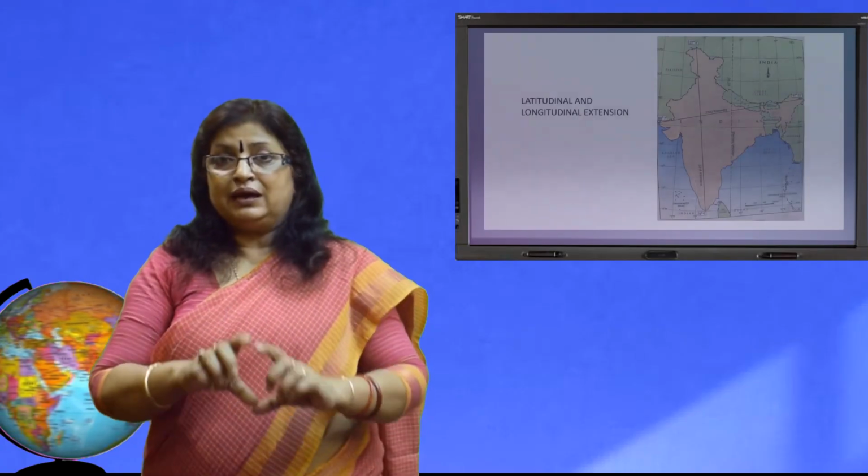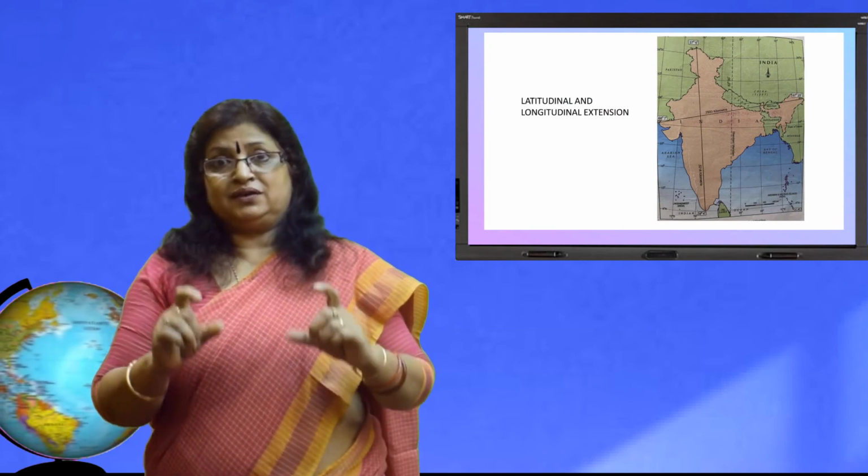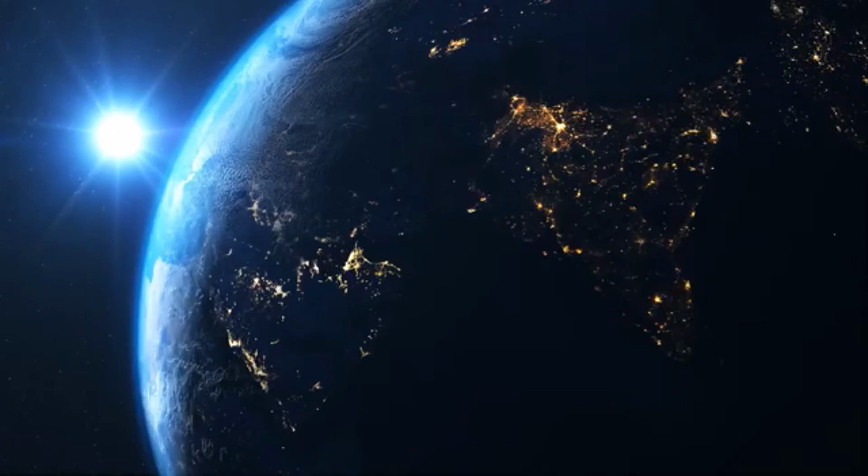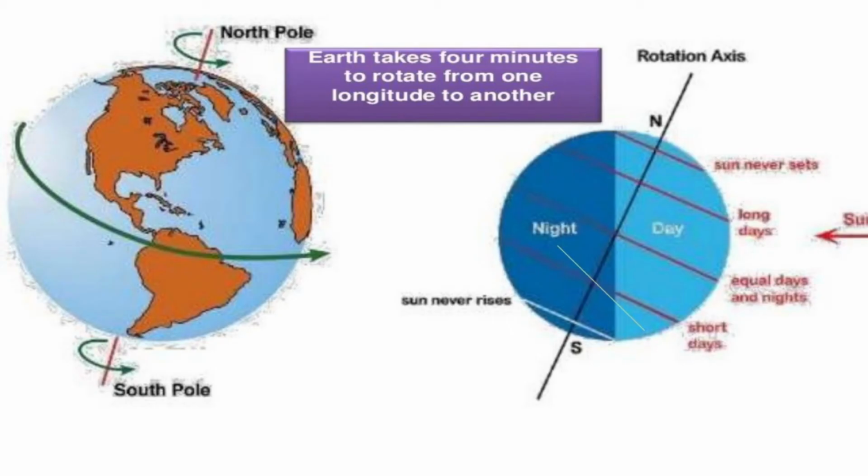Coming to the next one, the latitudinal extension. How does it affect India? If you look at the map of India, you will find that the latitudinal extension is also about 30 degrees. One thing to remember, children, is that places which are very close to the equator get direct rays of the sun. The places that are away from the equator get the slanting rays of the sun. So, because of this, in the places that are very close to the equator, the duration of day remains almost equal.